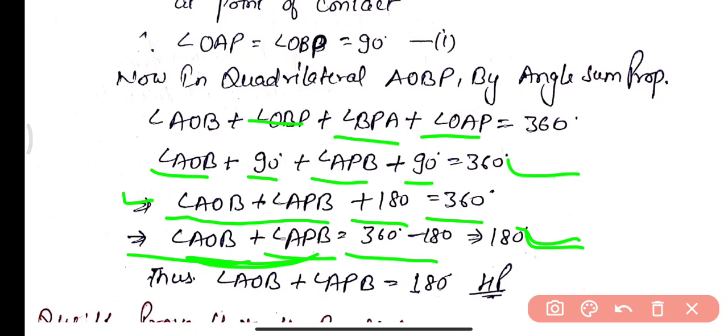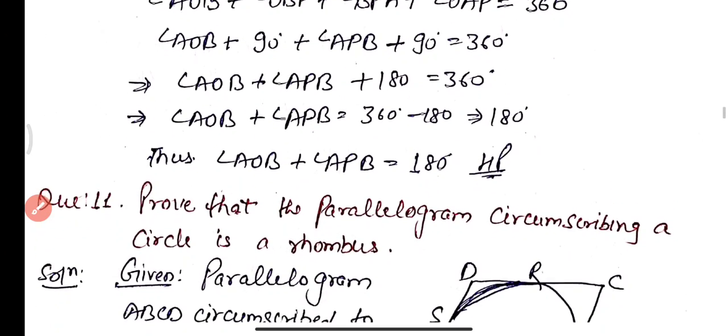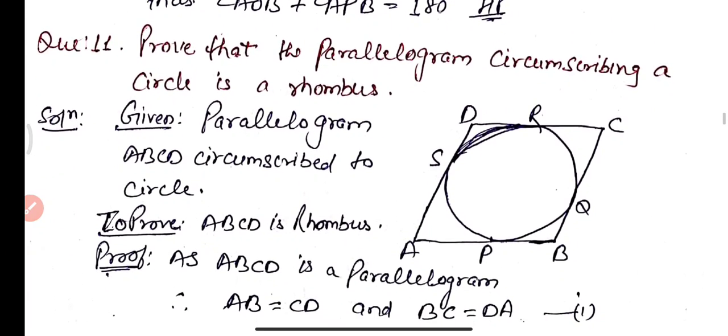And if the sum of two angles is equal to 180 degree, these two angles are supplementary to each other. So thus we can say angle AOB plus APB equals 180 degree, or we can say AOB and APB are supplementary to each other, or we can say the angle made by the two tangents is supplementary to the angle made by the line segment joining the points of contact with the center. So this is all about question number 10. So now proceed for question number 11.